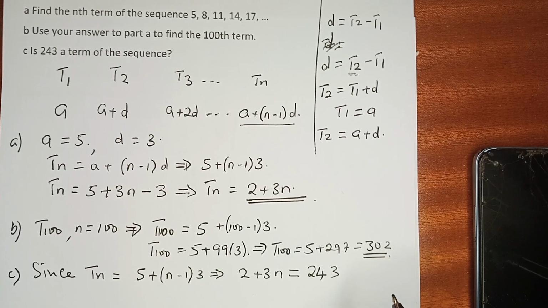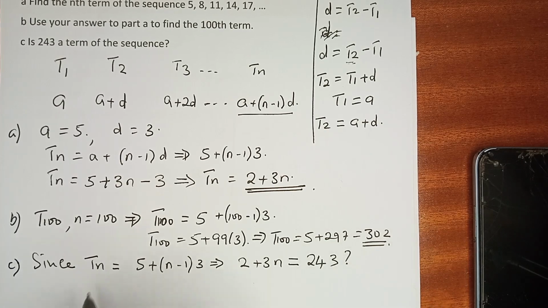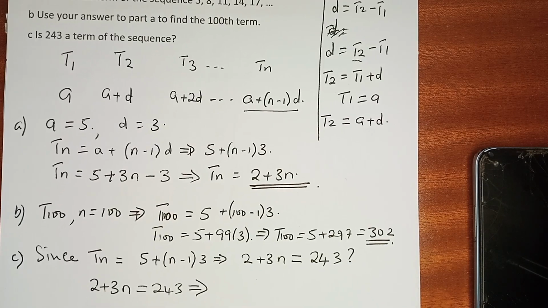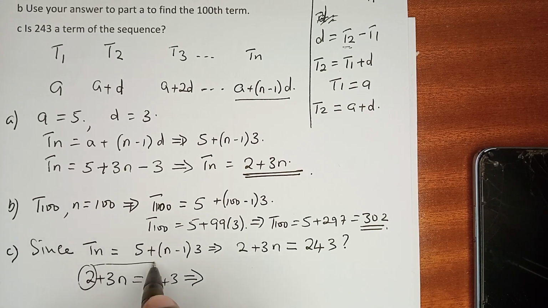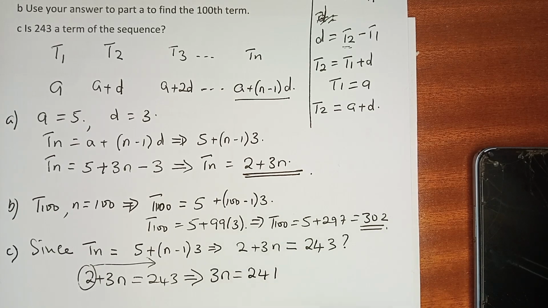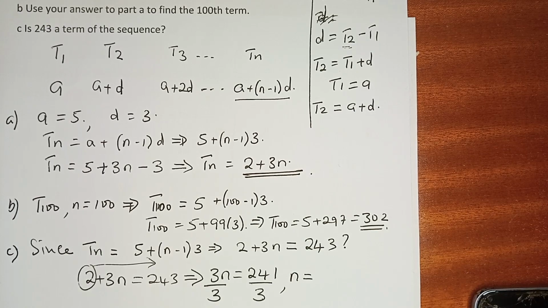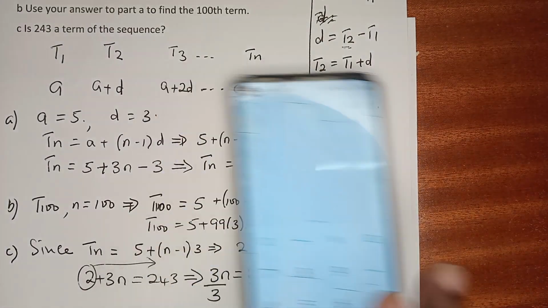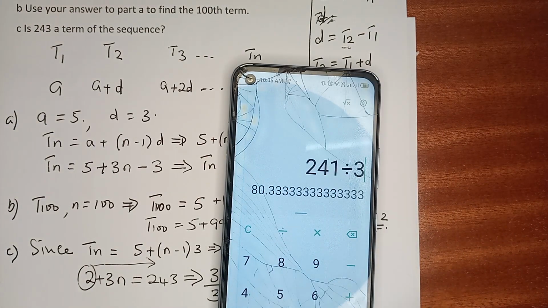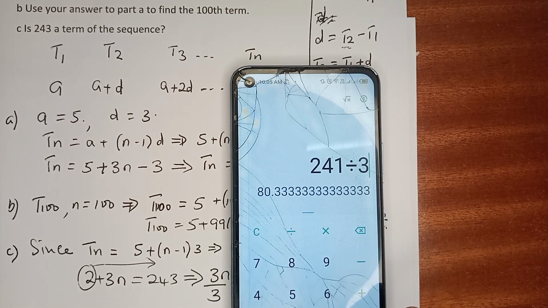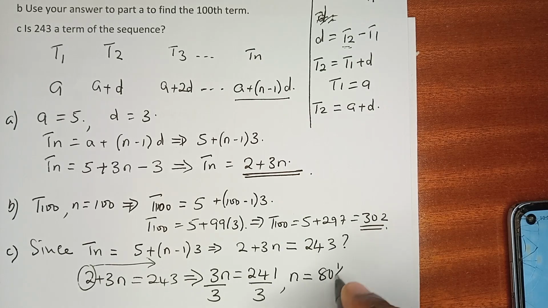What we want to understand is, is 2 plus 3n equal to 243? We can just evaluate to find the value of n. If 2 crosses over to the other side, then we have 3n is 243 minus 2, which is 241. What we need now is the value of n. Divide by 3, divide by 3. Therefore n is 241 divided by 3, which is 80.33, or 80 and a third. The value of n is 80 and a third.